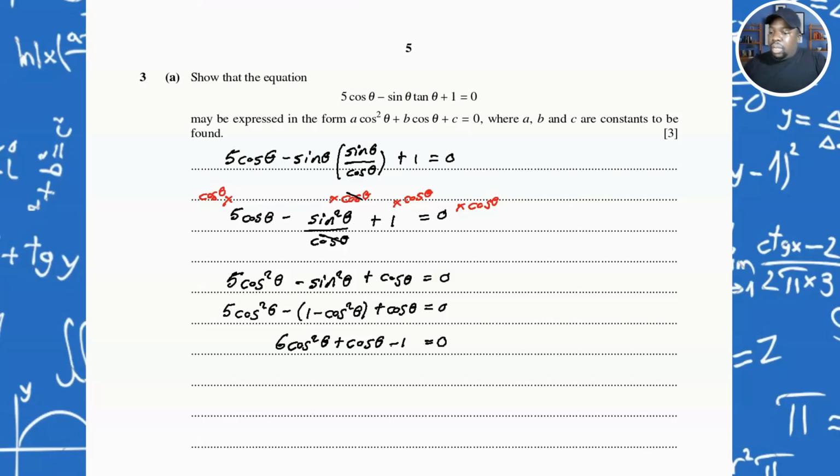So we have thus answered the question as they want us to do. We have expressed it in the form they say we should: a cos squared theta plus b cos theta plus c equal to 0. So that's how we do it on 3 part A.